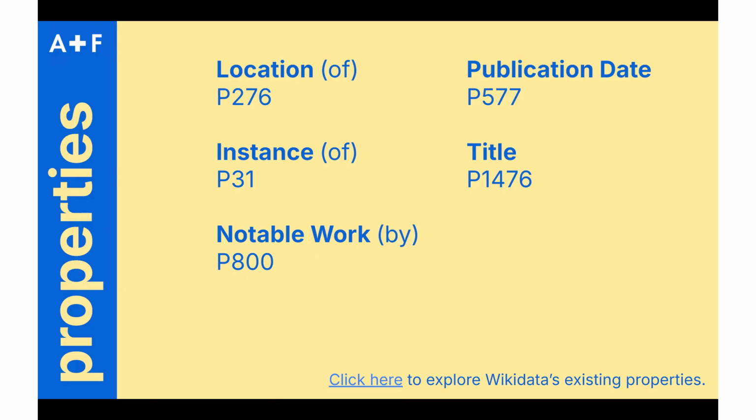The properties publication date and title are both used on the Race After Technology item with non-linking values of 2019 and Race After Technology: Abolitionist Tools for the New Jim Code.